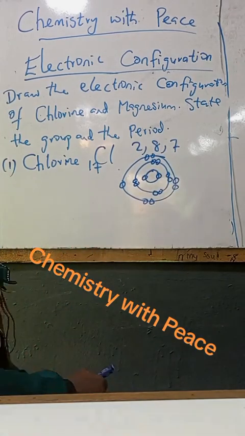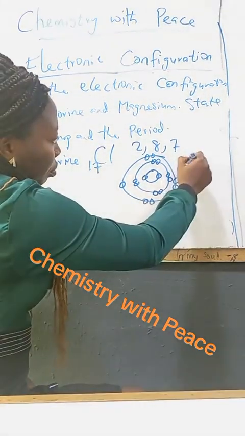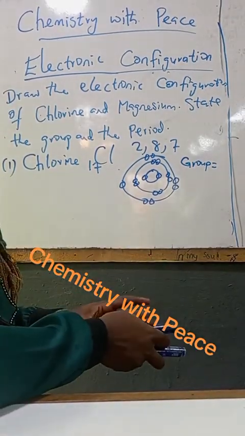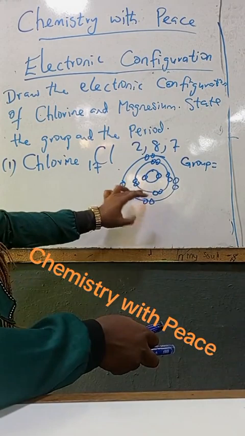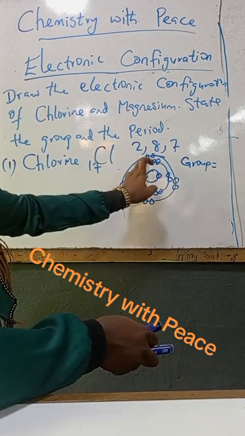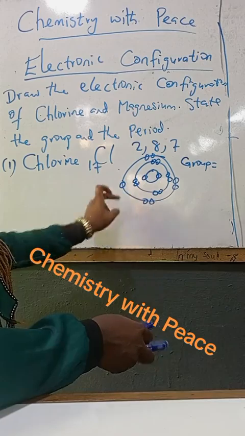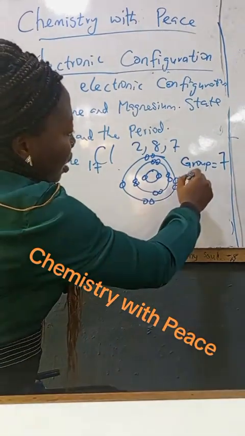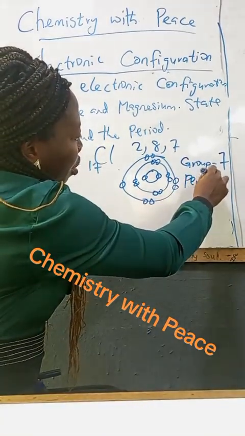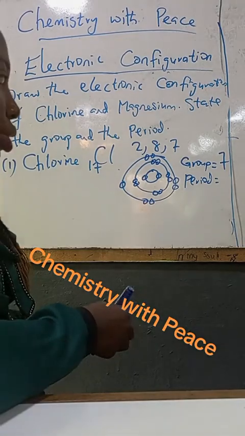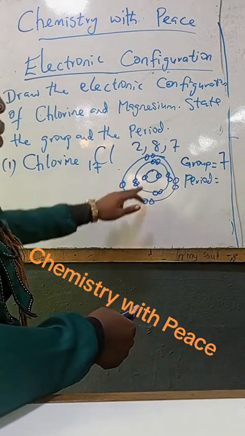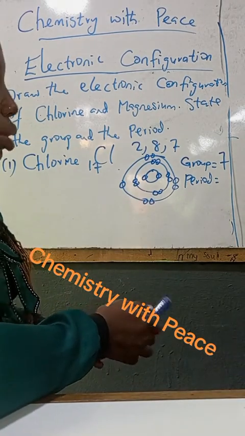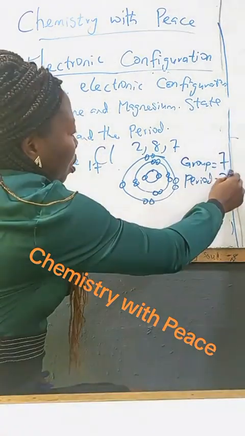Okay, so looking at this, for the group, remember I said you get the group by the number of electrons in the outer shell. In this last shell, we have 1, 2, 3, 4, 5, 6, 7. So this chlorine belongs to group 7. Then for the period, you get the period by the number of electron shells: 1, 2, 3. There are 3 shells there, so this chlorine belongs to period 3.